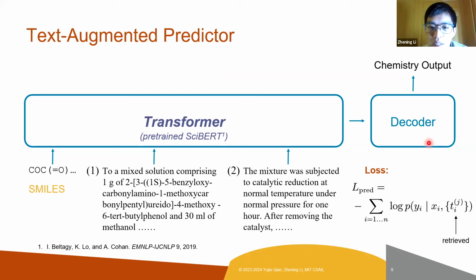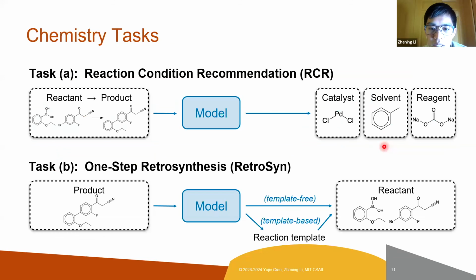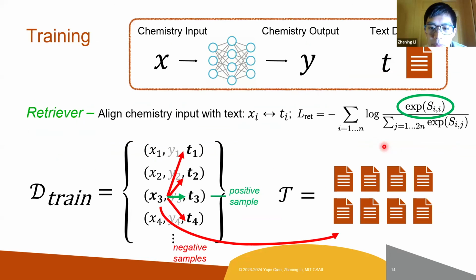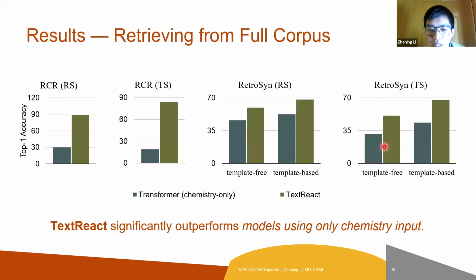So in the graphs that we've seen, RS represents the random split and TS represents the time split, which to some degree assesses the model's ability to generalize. And we can see that our performance remains strong under the time split.